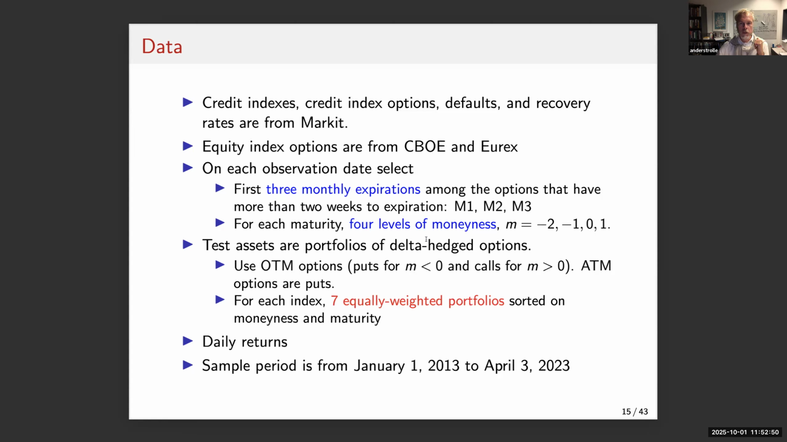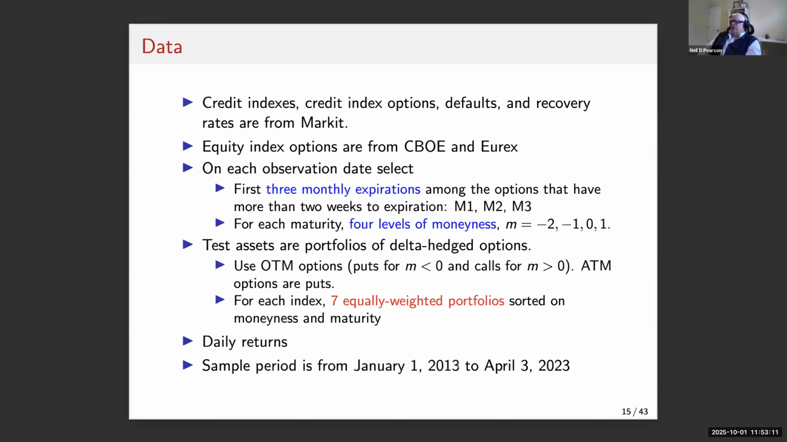And so then from these options, we construct 7 equally weighted portfolios where we sort on moneyness and maturity. And the holding period is always daily. So we have daily returns on these portfolios. And the sample period is a bit more than 10 years, from January 2013 to April 2023.